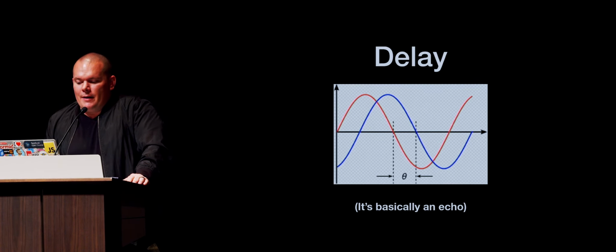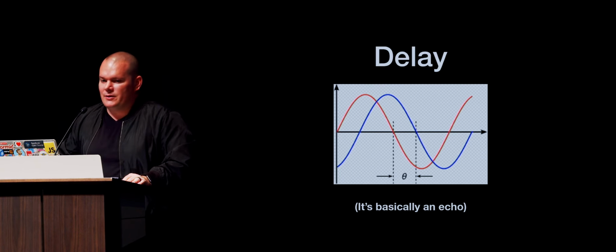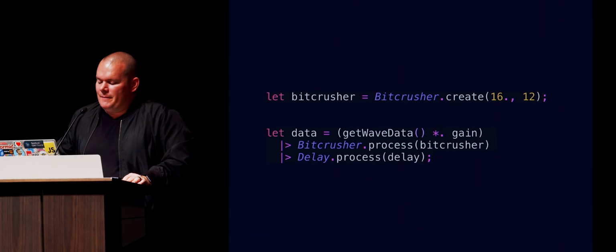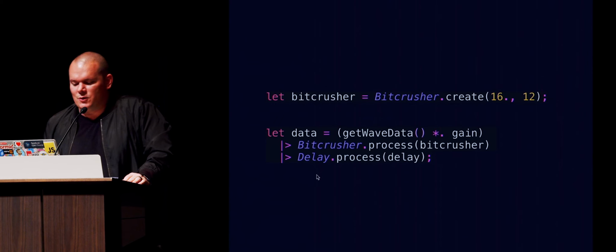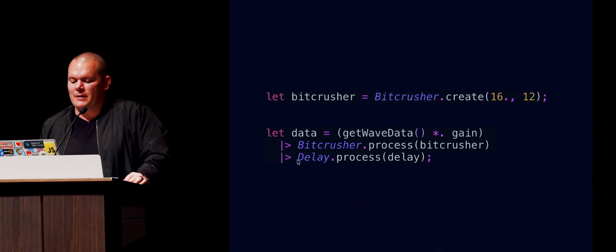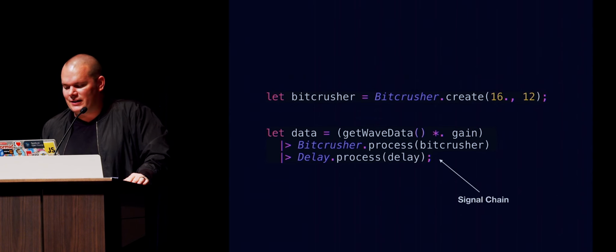The other effect that I wanted to talk about was a delay, and a delay is really just an echo, which was kind of wild for me to implement because I don't usually have to do this heavy of programming. Here we can just slap this delay on after the bit crusher, and it's kind of cool because now I can sit here with pipe operators and create a signal chain, which is a lot more fun than any other signal chain that I've ever worked with.